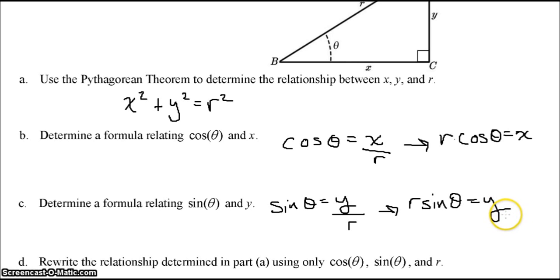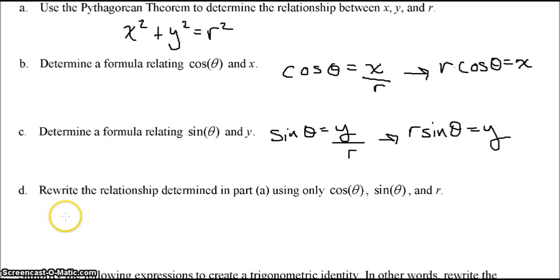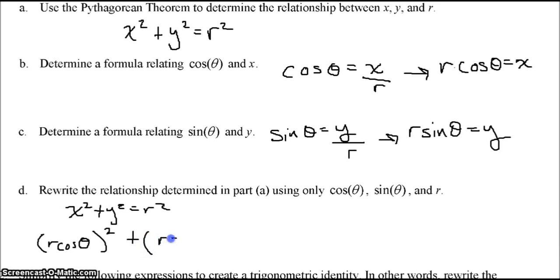Rewrite the relationship determined in part A using only cosine of theta, sine theta, and r. So we have x squared plus y squared equals r squared. What we're going to use is substitution. In place of x, I can put r cosine theta, because I know x equals r cosine theta. I also know y equals r sine theta, so I can substitute the y with r sine theta.